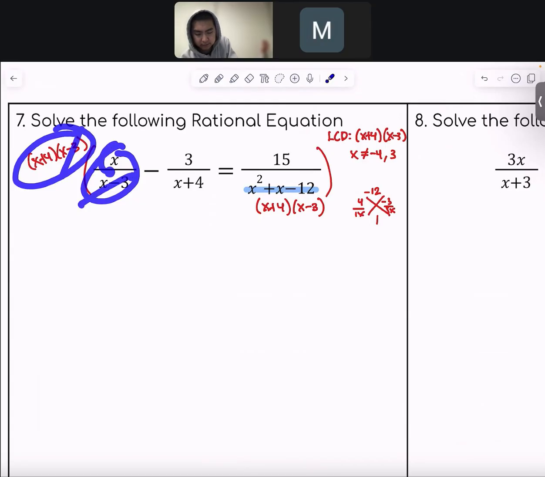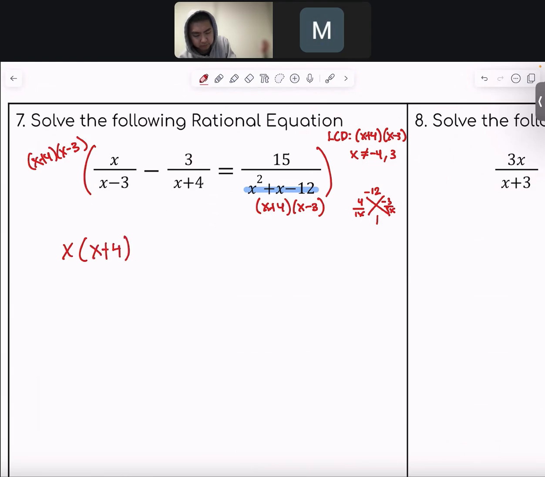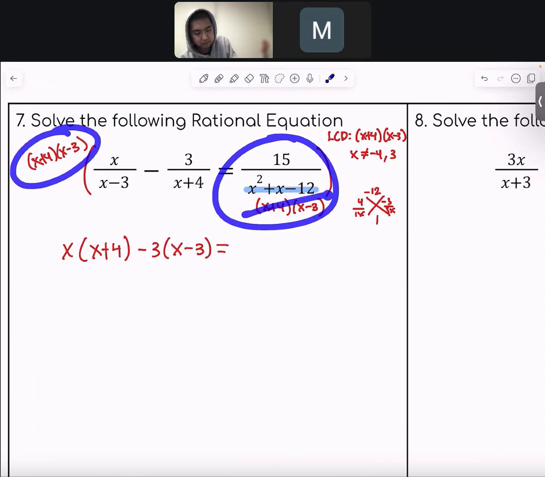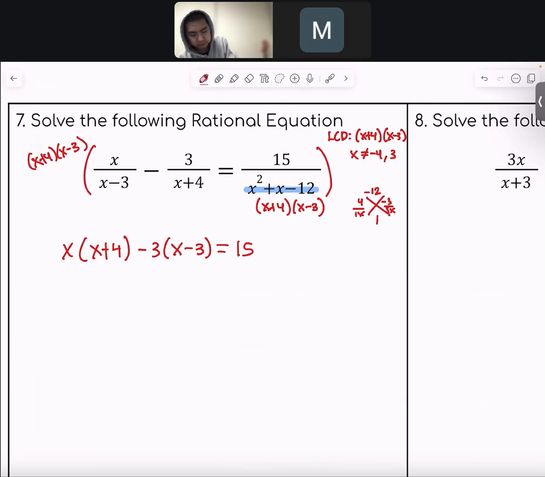All that's left is the x and the x plus 4. So x times x plus 4. When we multiply this to this, the x plus 4's cancel, so all that's left is the x minus 3 and the -3. So minus 3 times x minus 3. And then when you multiply this to this whole thing, it cancels, so the only thing that survives is the 15. And then let's solve for this.